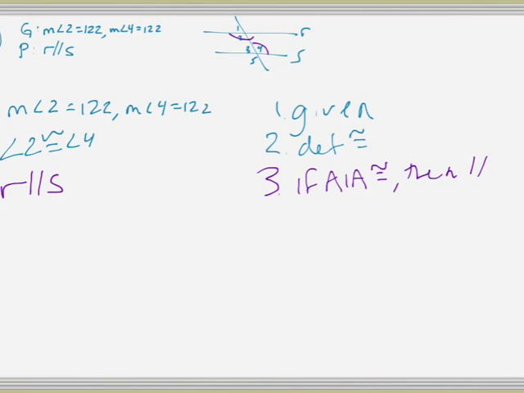So according to that flowchart, we have 5 different ways that we can show that lines are parallel. One way is corresponding angles being congruent, which we did in the last problem. Another way is alternate interior angles being congruent, and that's what we found in this one.